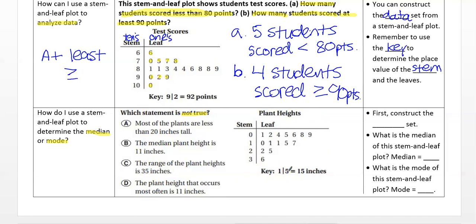The key says 1 vertical line 5 is 15 inches. So the stems, once again, are the 10s, and the leaves, once again, are the ones. Okay, 0, 1. So that must be good old-fashioned 1. 0, 2. Good old-fashioned 2. 0, 4. 4. 0, 5. 0, 6. Looks like I'm just going 6, 8, and 9.